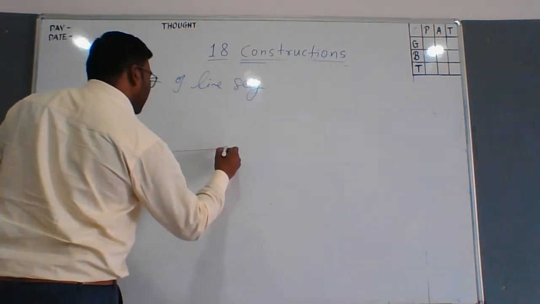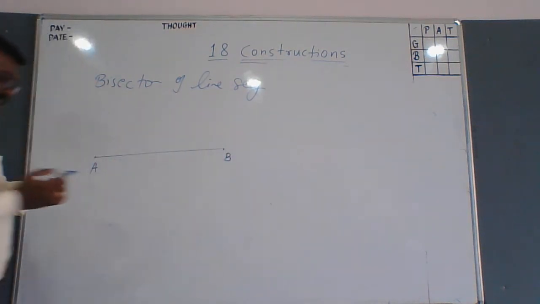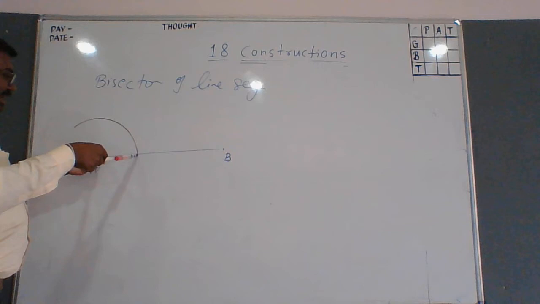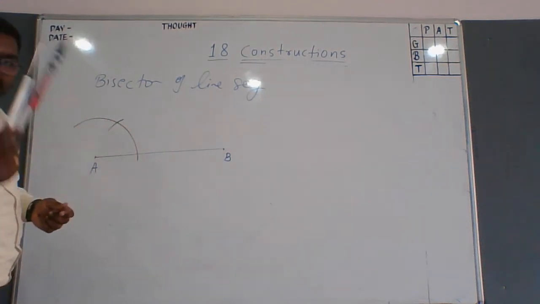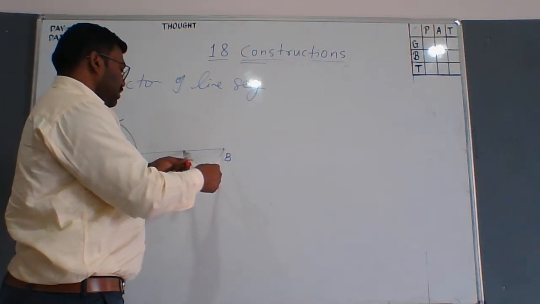Say any line segment is here, AB, of any fixed measurement, and we want to bisect it. Bisect it means we want to divide it into two equal parts. So for that what we need to do? Draw any angle from the vertex A, and the same angle we draw in the downward direction from the vertex B, like this.